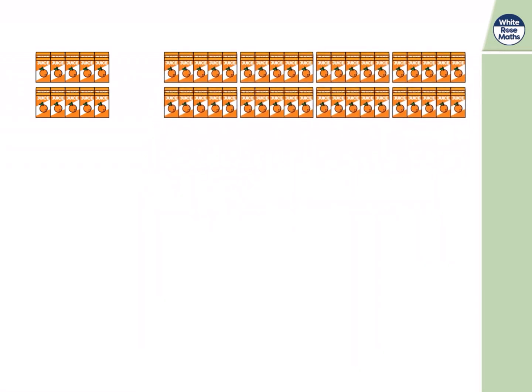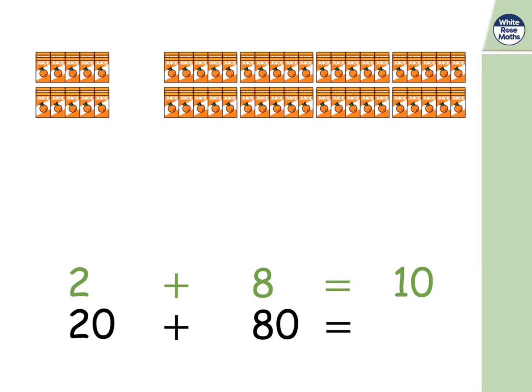And we put 8 to the other side before, and now we're putting 8 lots of 10 to the other side. We did have 2 plus 8 was equal to 10. And this time we've got 2 tens plus 8 tens is equal to 10 tens.